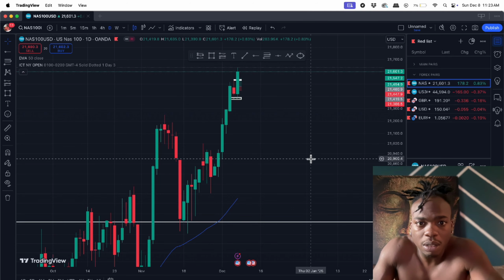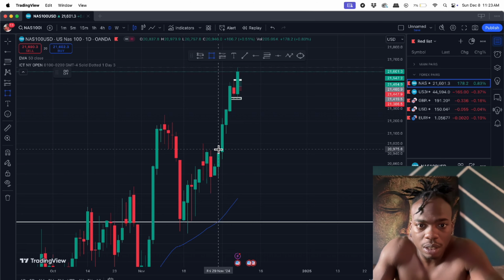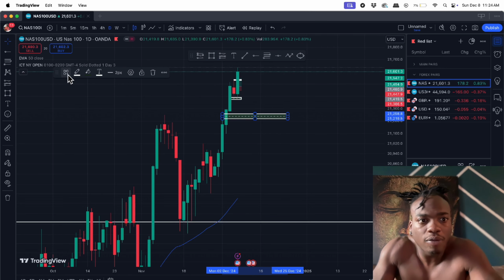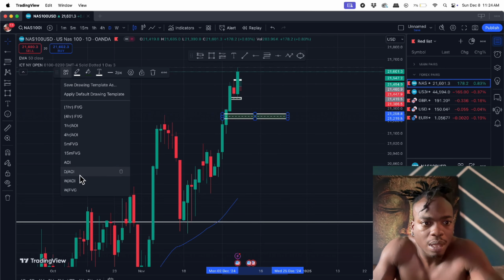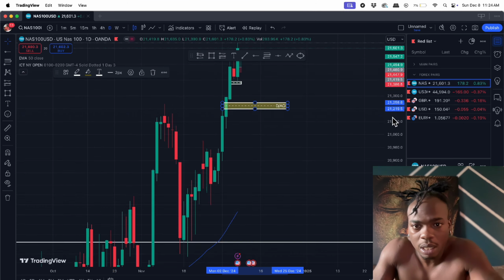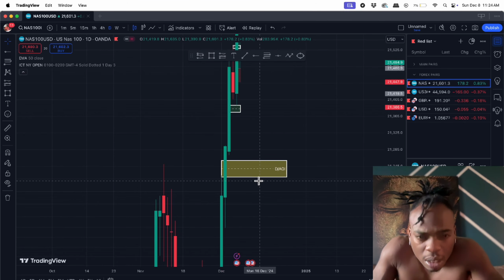I could mark up a daily area of interest by doing this right here as a daily fair value gap. What's going on? Daily area of interest.